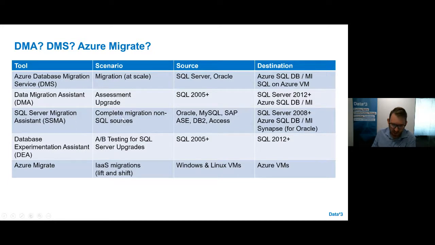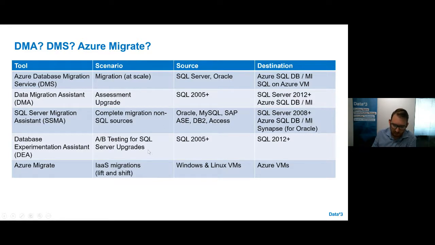When you've got the non-SQL data sources, then something like the SQL Server Migration Assistant, or SSMA, is the tool of choice to take things like Oracle or SAP, and move MySQL, SAP, DB2, and Access to those destinations. In Oracle, it might be in Synapse.